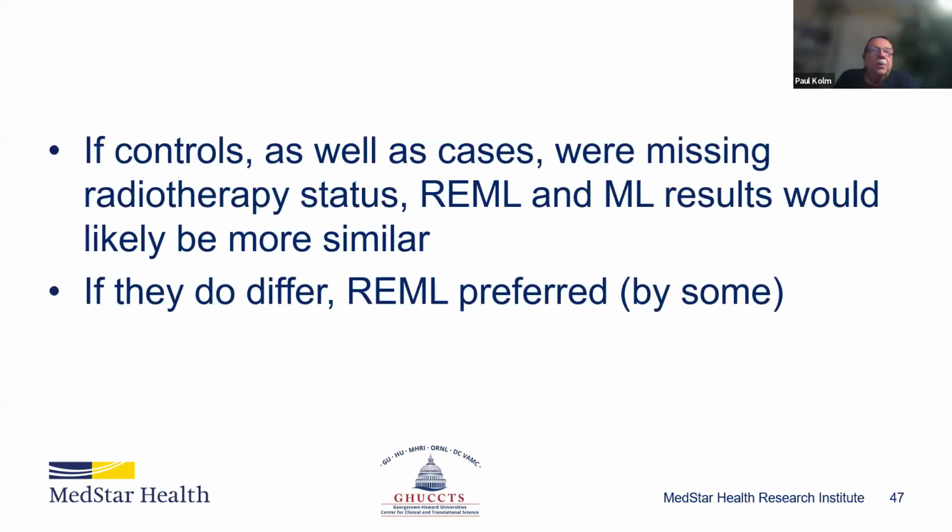Now, in doing this, if controls as well as cases were missing the radiotherapy status, and I just had the cases, then the two methods would probably result in the same thing. But if they do differ, then, as I have shown, you're going to get potentially different results. Which one you take, the restricted maximum likelihood is preferred, but not by everybody.